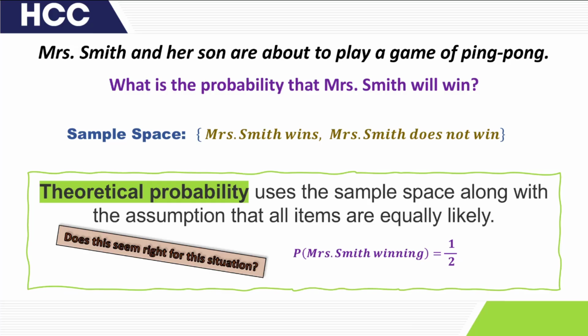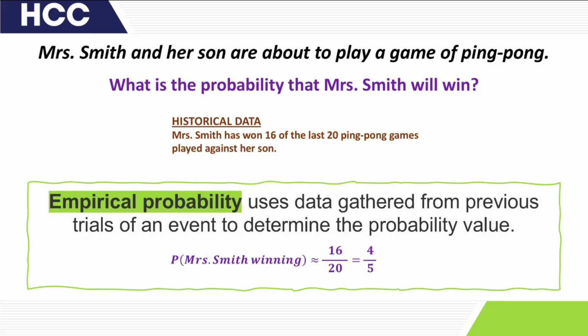This doesn't seem right. So this goes to demonstrate that sometimes theoretical probability is not necessarily the best way to compute a probability. So this is a good time to say, let's go back to empirical probability. Let's go collect some historical data.